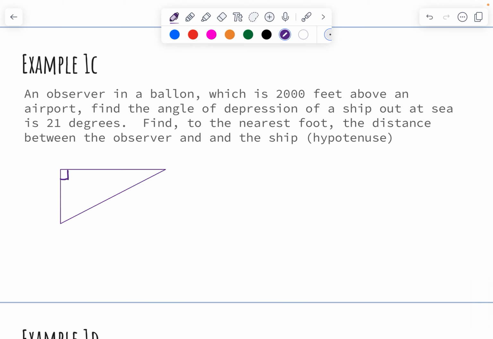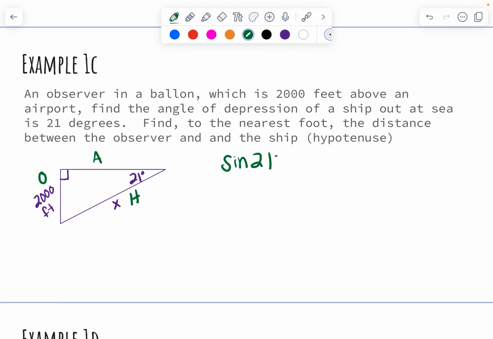An observer in a balloon, which is 2,000 feet above an airport. So 2,000 feet high. Find the angle of depression of a ship. So we're looking for the angle, the angle of depression is 21 degrees. Find to the nearest foot the distance between the observer and the ship. So we're looking for the hypotenuse here. We have our hypotenuse, our opposite, and our adjacent. We're given our opposite and we're looking for our hypotenuse, so we're going to be using sine.